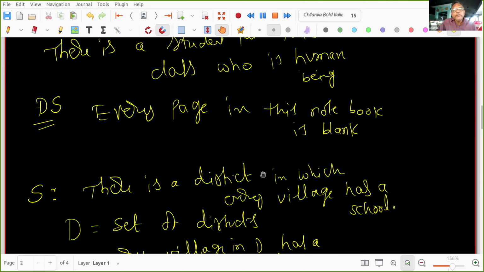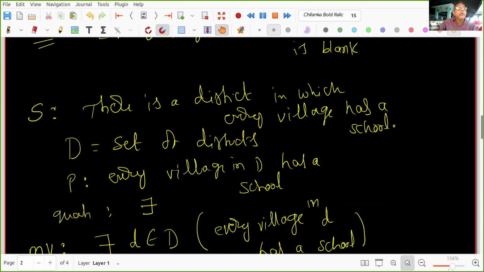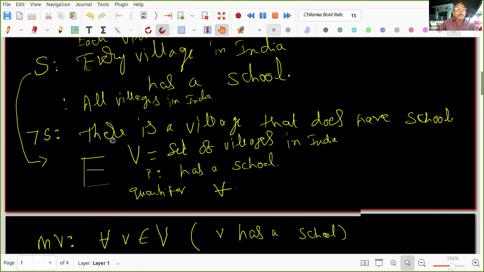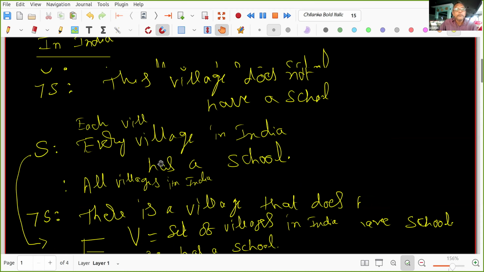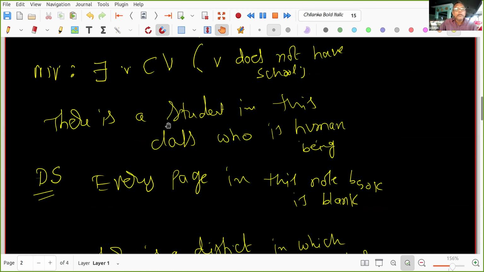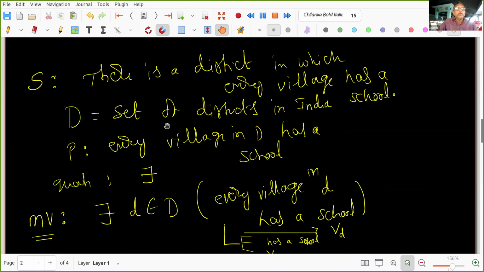So there is a district, meaning there is a district in India. Please try to understand: the set of districts in India. That is not written, but I hope you understand. I told you in the beginning that I'm talking about India, and all these examples are about India. So, set of districts in India. There is a district in which every village has a school.